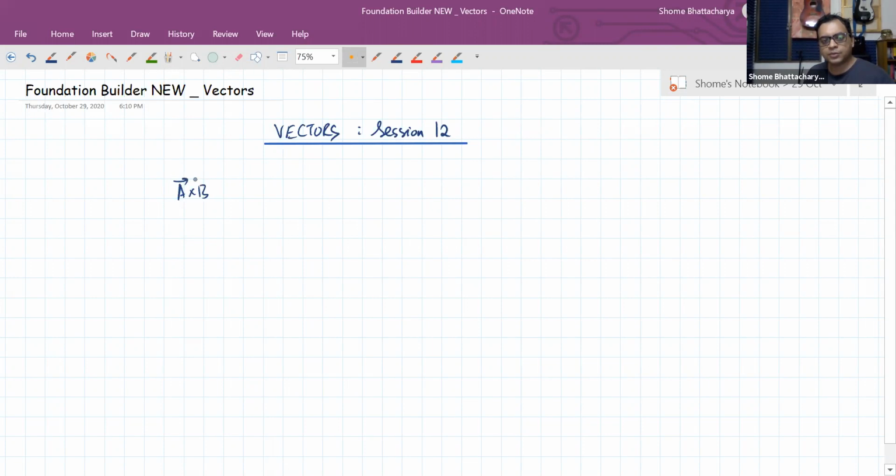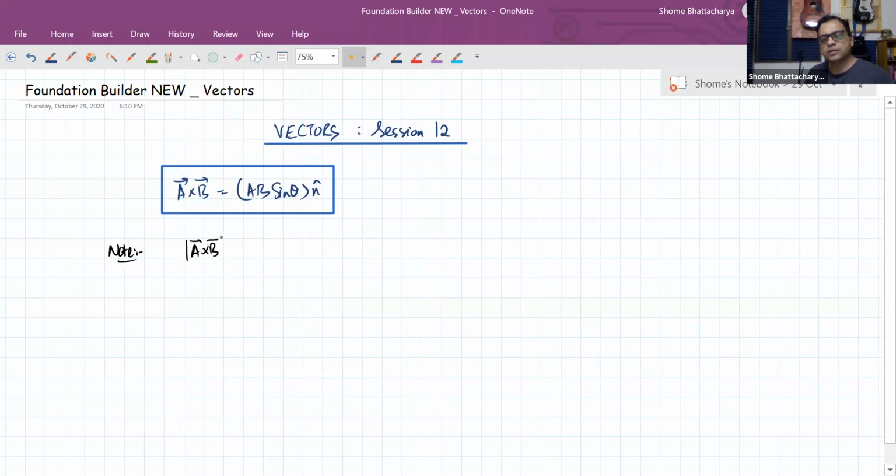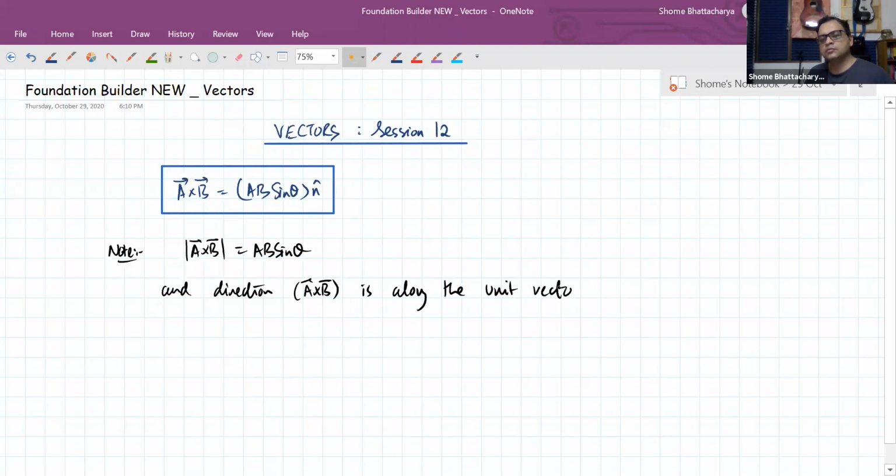So we saw that cross product of two vectors is a vector itself of magnitude AB sine theta and direction given by the unit vector n cap, where we had learned that the unit vector n cap is the vector perpendicular to the plane of A and B and given by the right hand palm rule. So in this relation, magnitude of A cross B is AB sine theta, and the direction of the vector A cross B is along the unit vector n cap, which is perpendicular to the plane of A and B by the right hand palm rule.